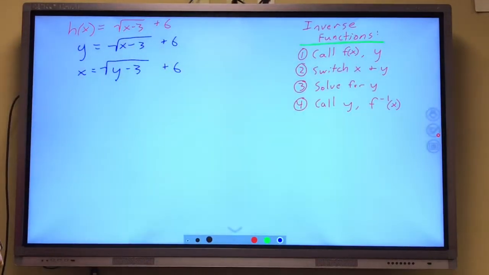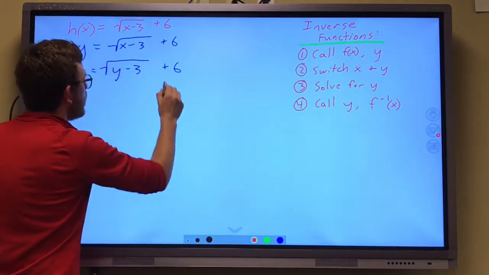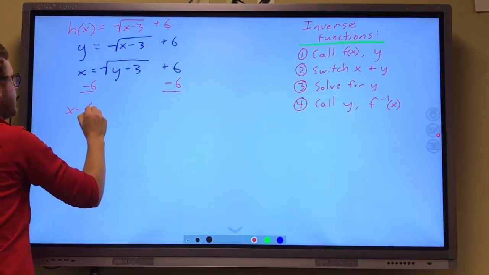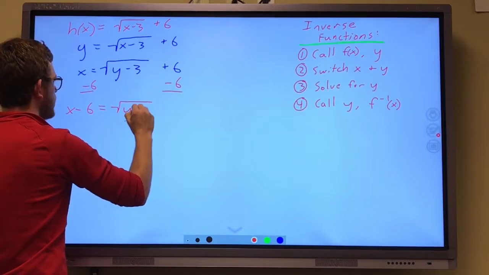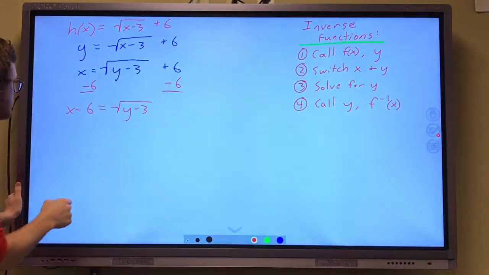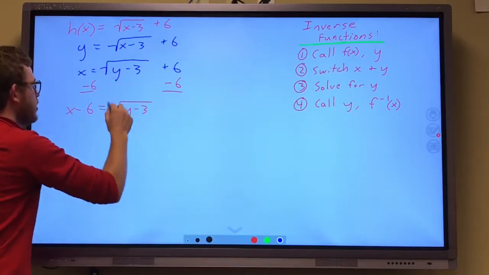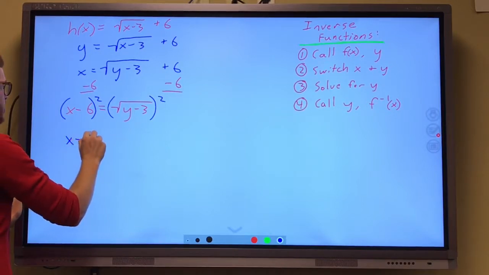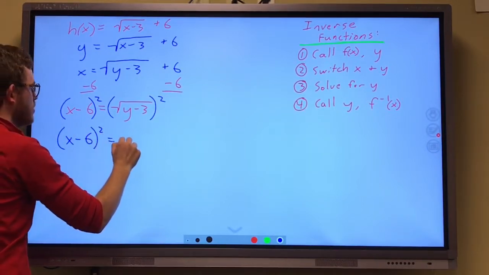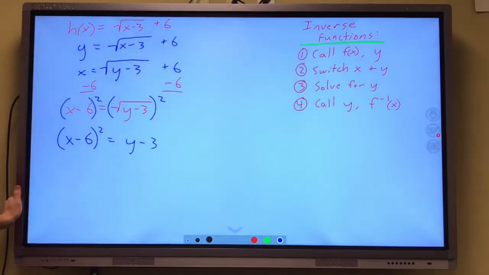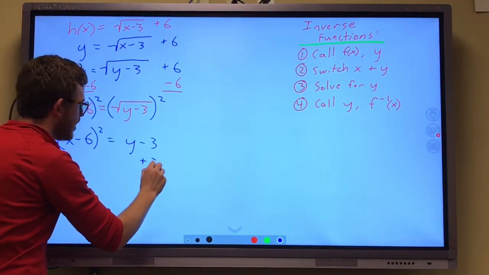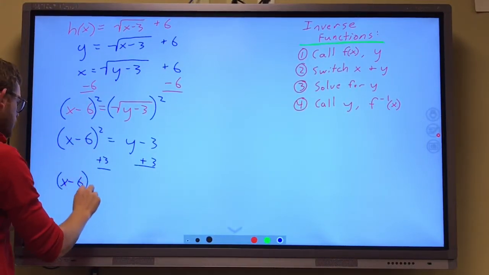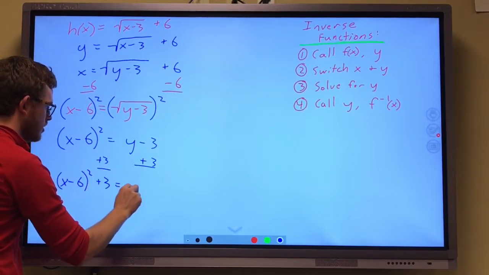And now I need to solve for y. To solve for y, I'm going to subtract 6 from both sides. I've got x minus 6 equals the square root of y minus 3. To undo the square root, we know to undo a square root, we're going to square both sides. And so we have x minus 6 squared equals y minus 3. And to get y completely by itself, we're going to add 3 to both sides. And so we have x minus 6 squared plus 3 equals y.